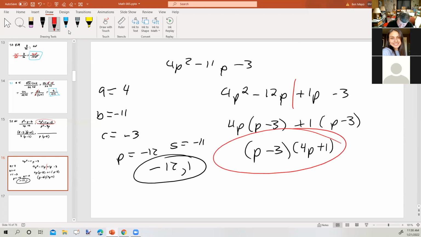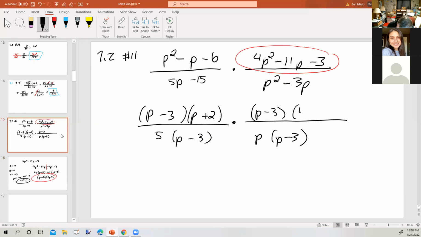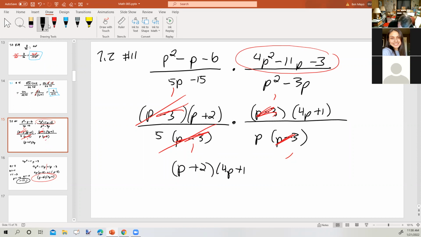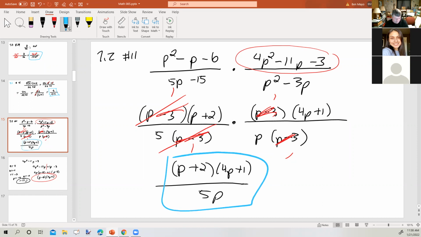So now I'm going to take that and go back to the previous page. P minus 3, 4p plus 1. Okay. Now I can reduce out the common factors. I can get rid of a p minus 3 and a p minus 3, a p minus 3 and a p minus 3. And let's see, what do I have left? I have p plus 2 times 4p plus 1 over 5p. And there is the final answer on that one.